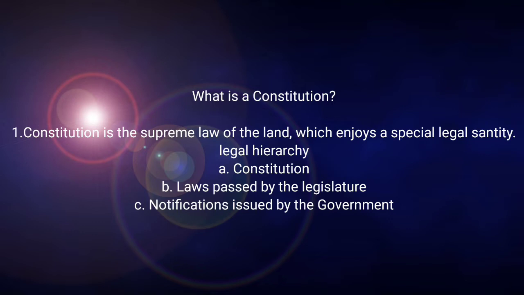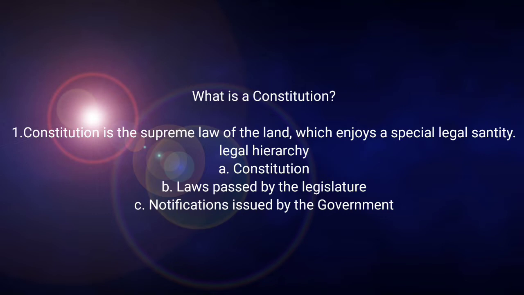And the second phrase talks about it enjoys the special legal sanctity. So understand what is a special legal sanctity. Just now we had discussed legal hierarchy. In that, constitution is at top. After that we have laws made by the parliament, and after that we have the rules and notifications issued by the government. In that, the constitution can override the laws made by the parliament, and at the same time it can override the rules, or we can say notifications issued by the government.